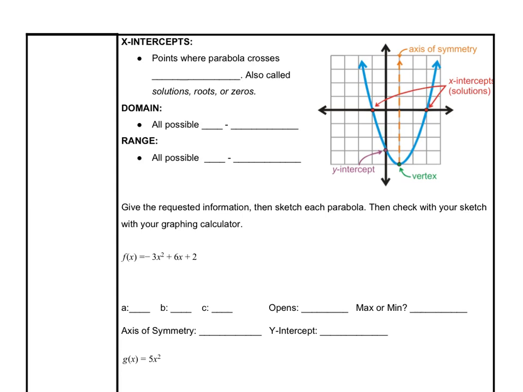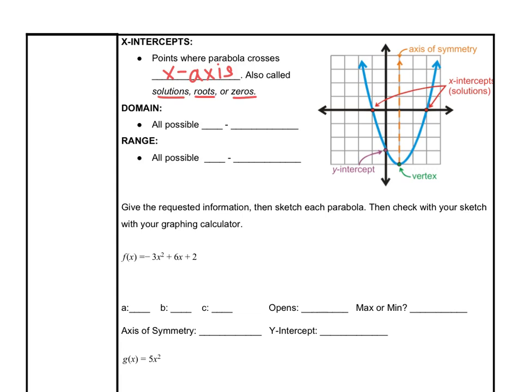And now we're going to talk about the x-intercepts, which is where it crosses the x-axis. You see those in red. So the points where the parabola crosses the x-axis are your x-intercepts. We have other names for these, and you'll see them coming up more when we get further into our unit. Solutions, roots, zeros. Those are your x-intercepts, some other names for them.